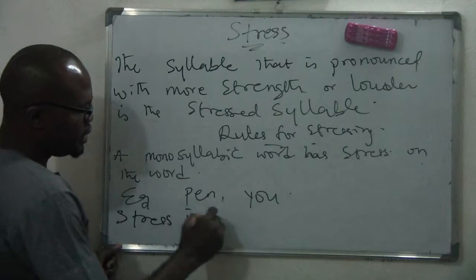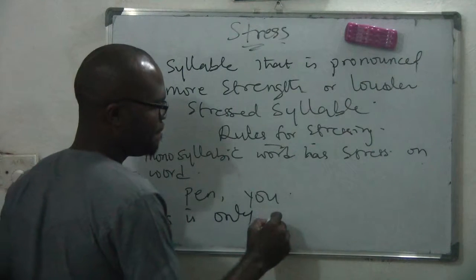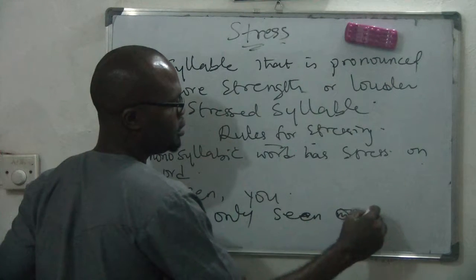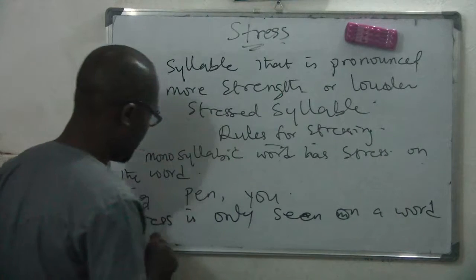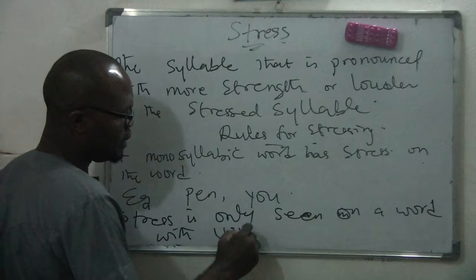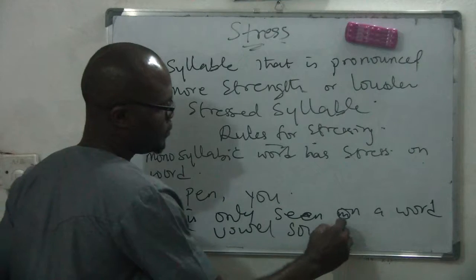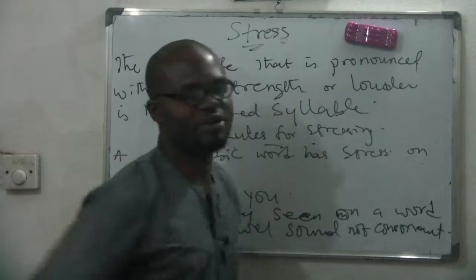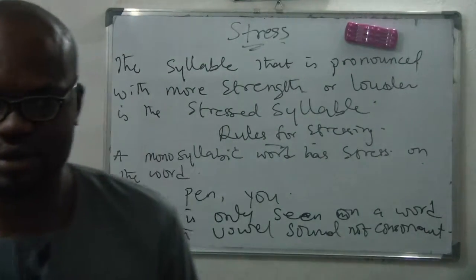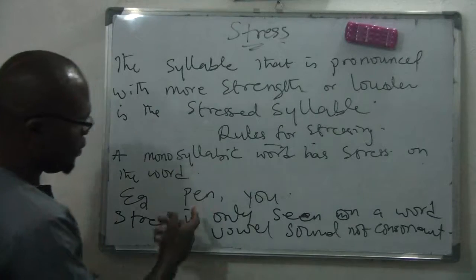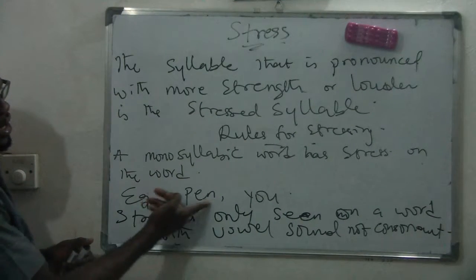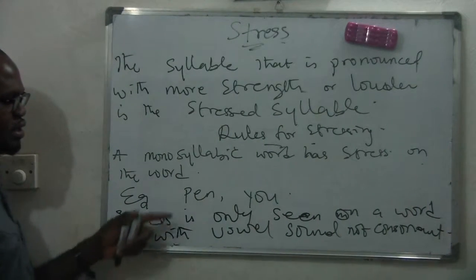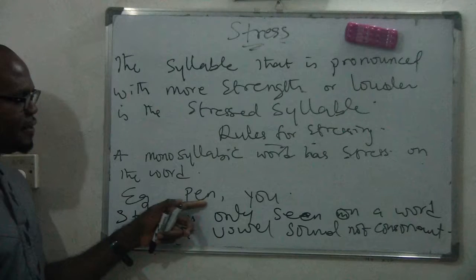Now, you have to know that stress is only seen on a syllable with a vowel sound, not a consonant. Is that clear? Stress can only be seen on a syllable with the vowel sound. Like this one, when we said pen is a monosyllabic word or has one syllable, it is because of which letter? We talk about which letter?